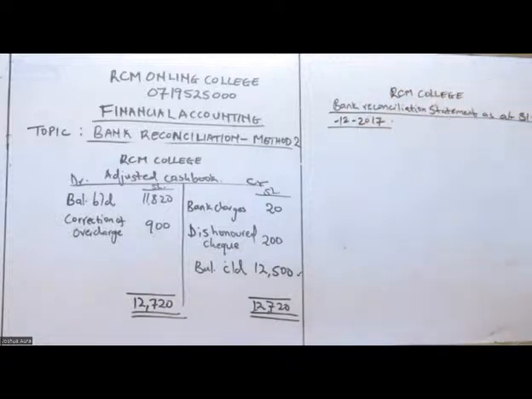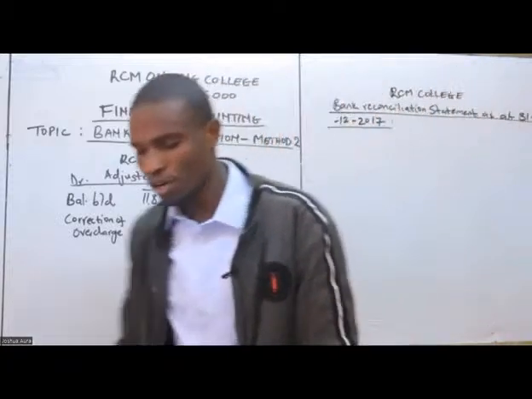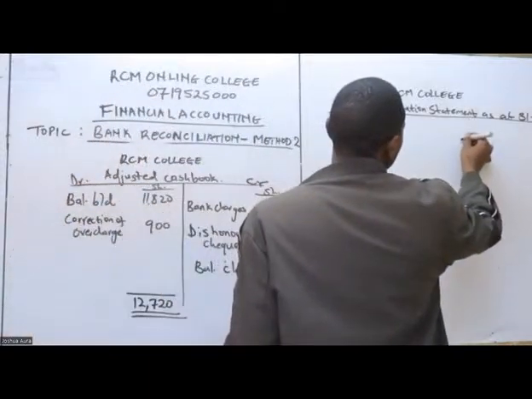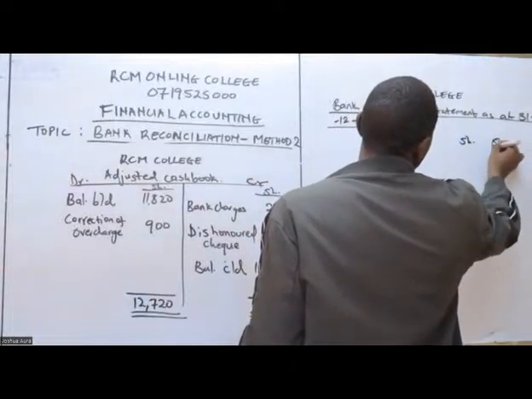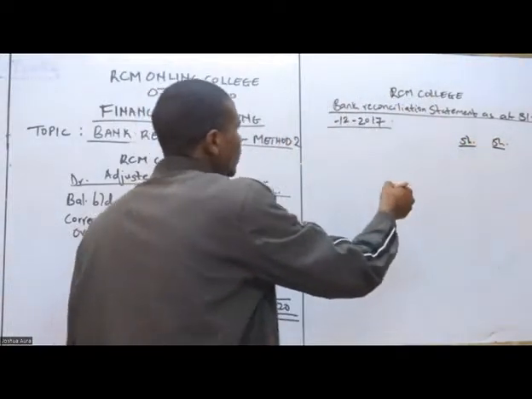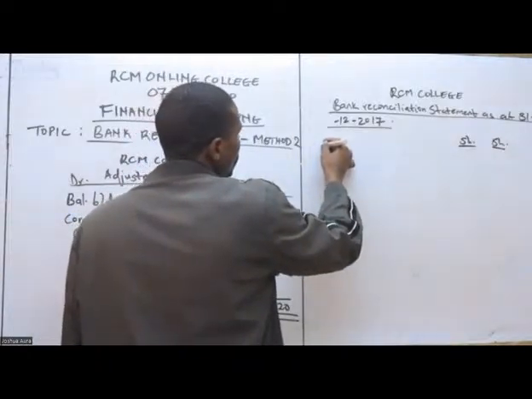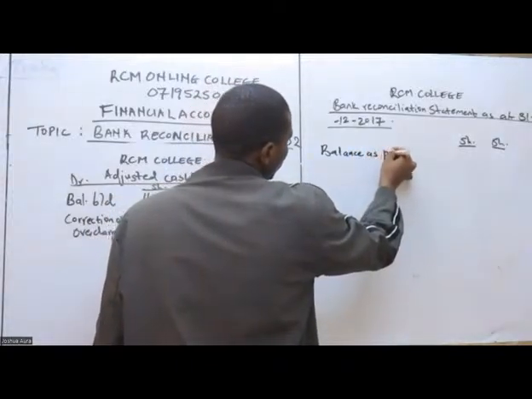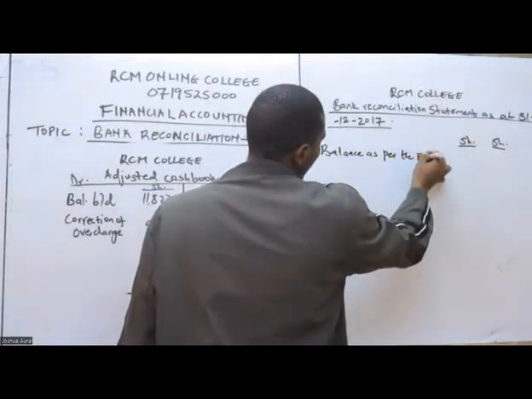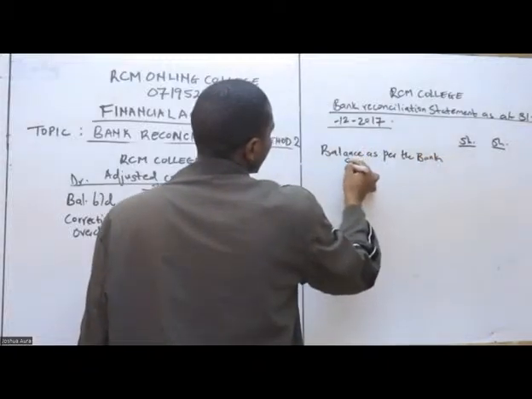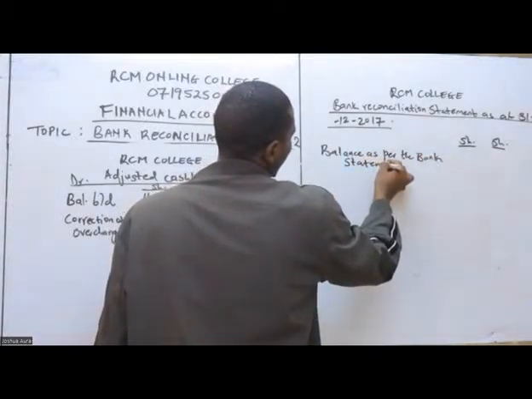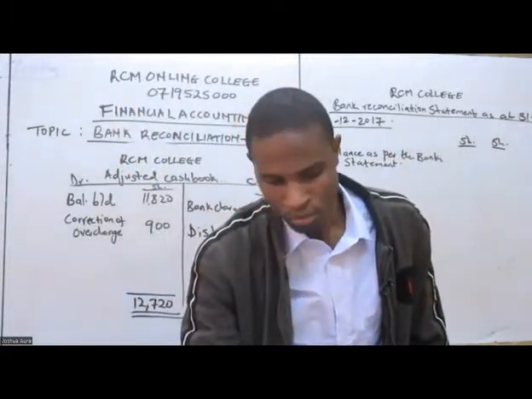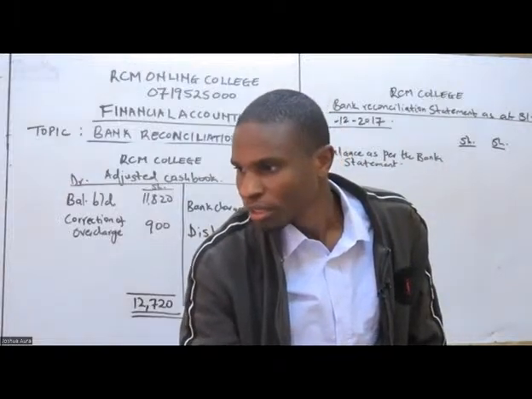So we said that from our new format, or format number 2, we have shillings here and shillings. We use our bank balance at the beginning. So, balance as per the bank statement.